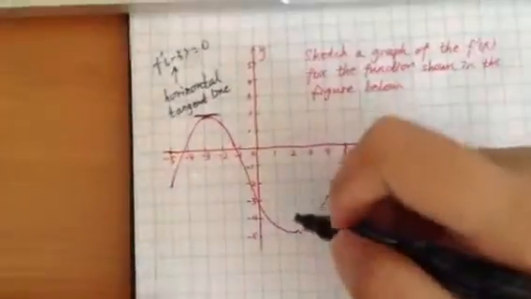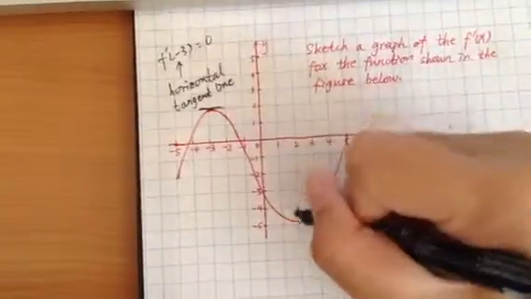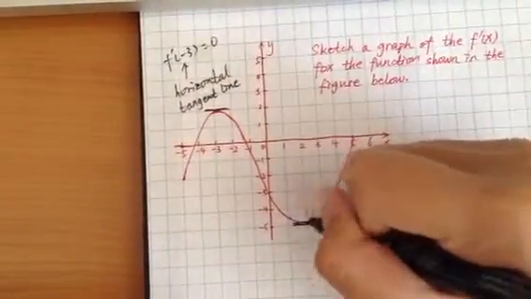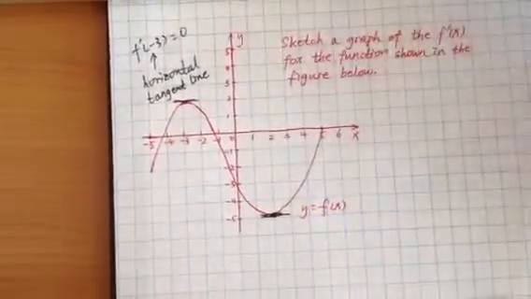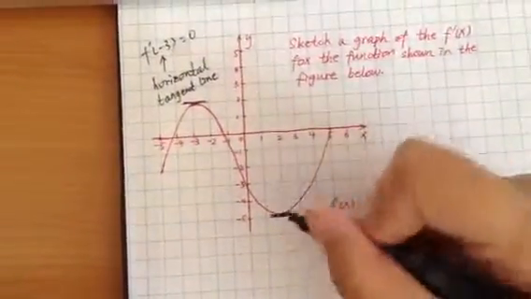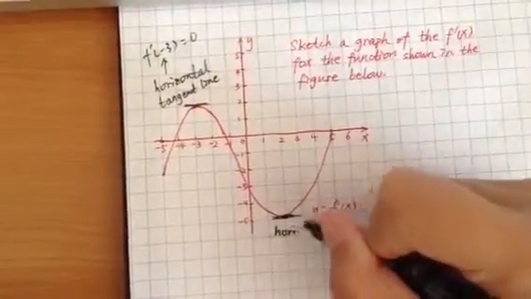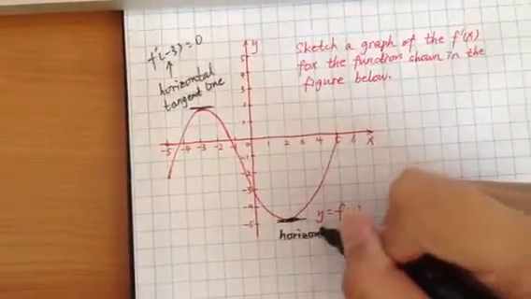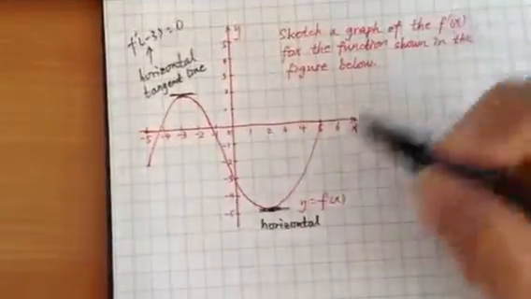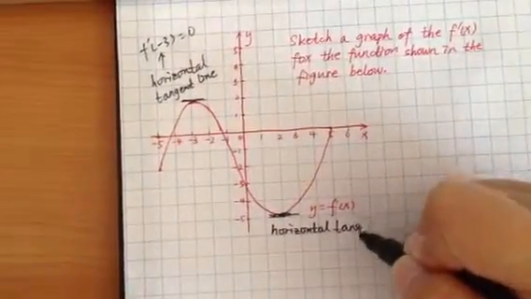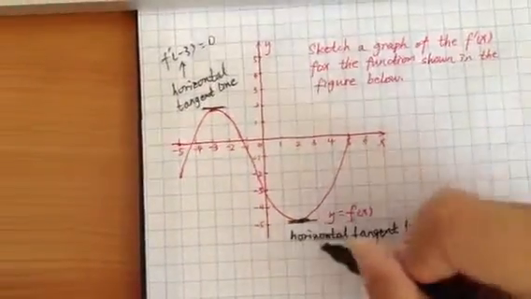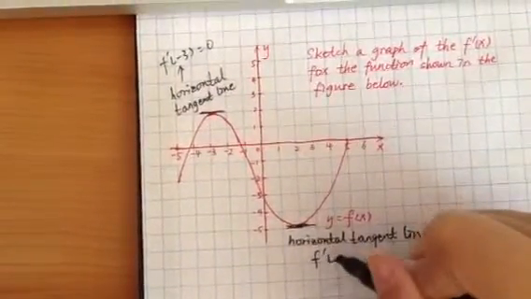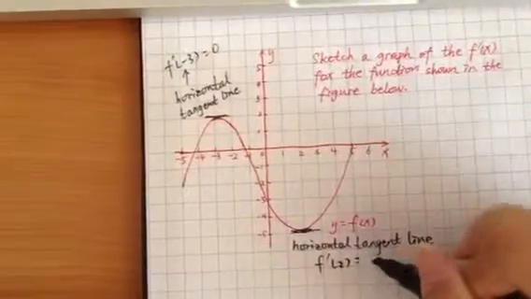And also on x equals 2, I believe that there's also a horizontal tangent line. Which is f prime of 2 equals 0.